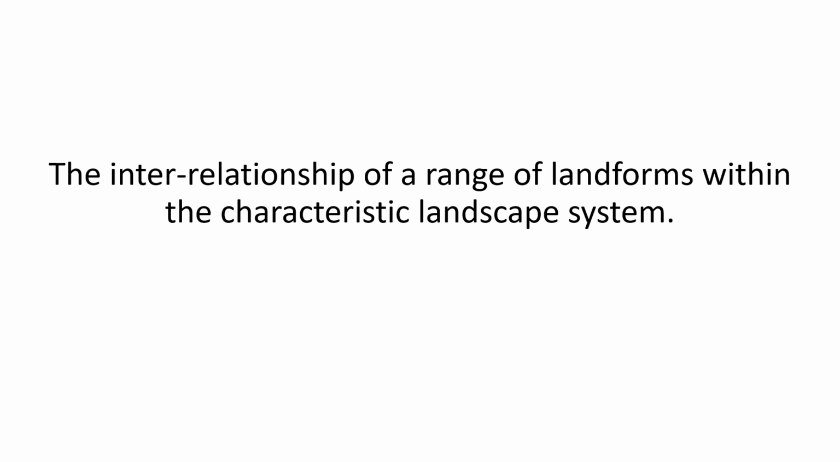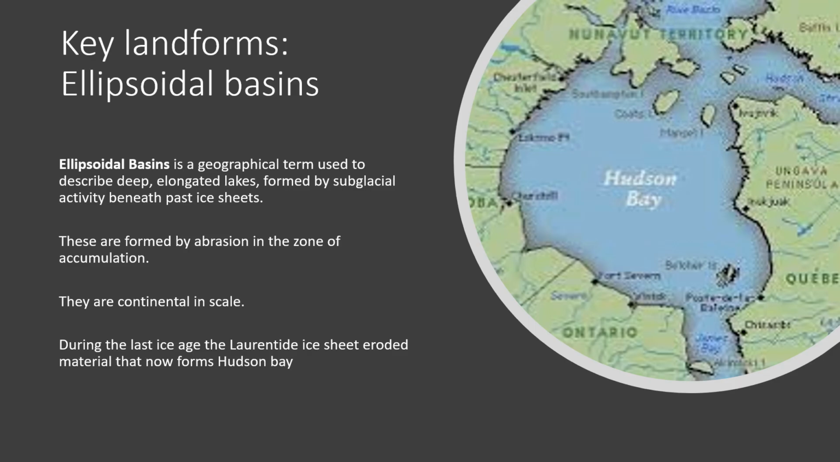Okay, let's think a little bit about how we have a relationship between different landforms within this landscape. We're going to start with ellipsoidal basins. Ellipsoidal basins are areas where you have significant erosion of the landscape. They tend to have formed beneath the accumulation zone of your ice sheet.